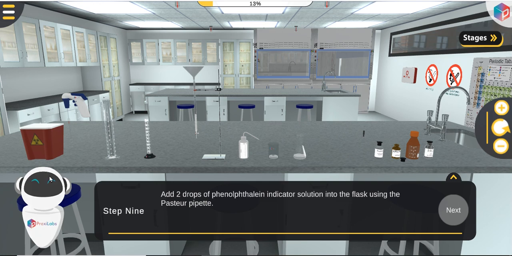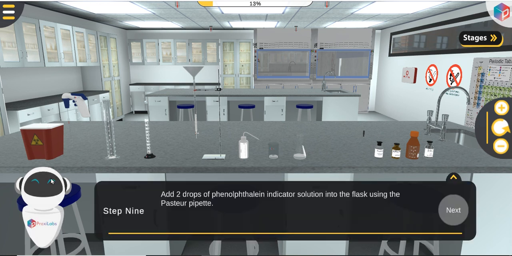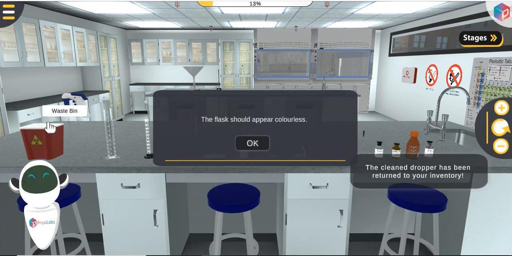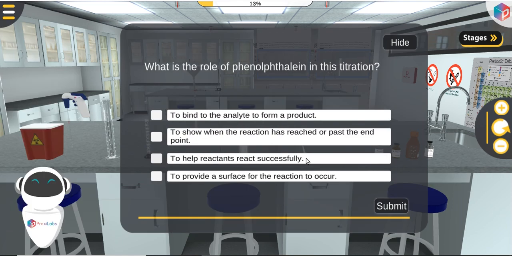Alright, so the next thing is I have to cover my phenolphthalein bottle. Great. You see, the next thing is 2 drops of, I've done that. I need to rinse this. Great. The flask should appear colorless. Is it? Yes. The question here, what is the role of phenolphthalein in this titration? A, to bind the analyte to form a product, or to show when the reaction has reached or passed the end point.